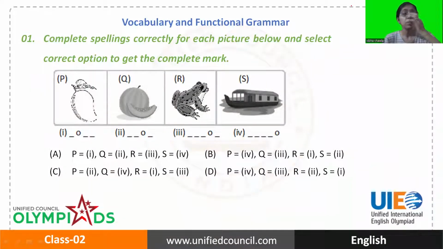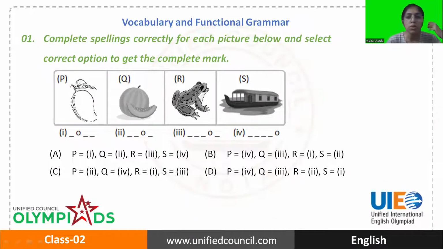Complete spellings correctly for each picture below and select correct option to get the complete mark. So in these questions, basically, we are given 4 pictures and then the words are also given, but having some blanks between, right? So there are blanks which we need to fill. We need to complete the spellings of the given pictures, and thereafter there are given 4 options. We have to match the picture with the word and then select the correct option. So first of all, let's have a look at the pictures. What are these?